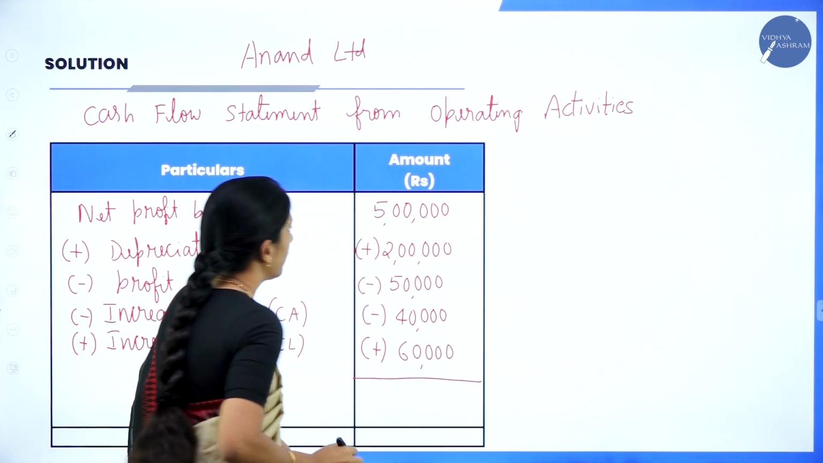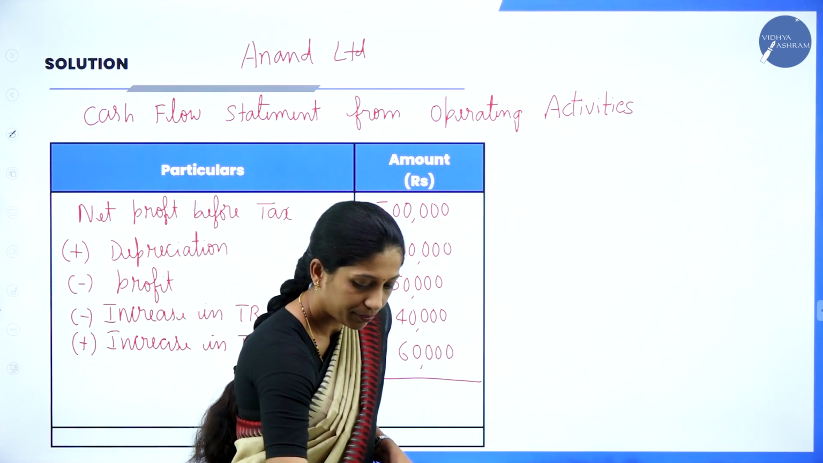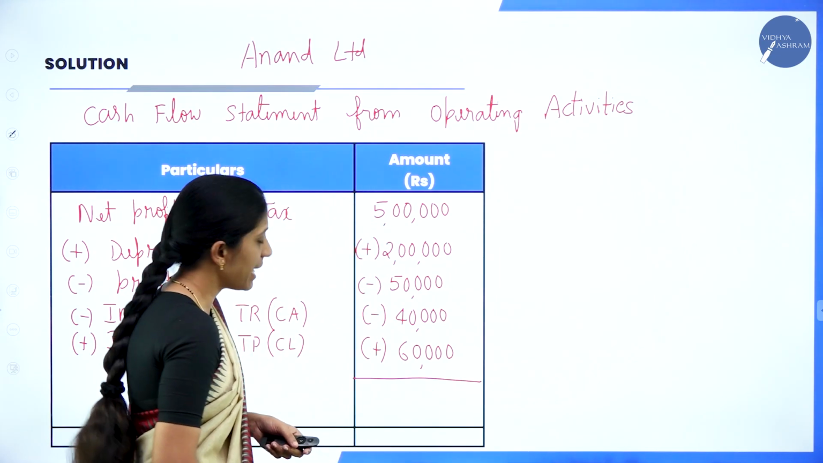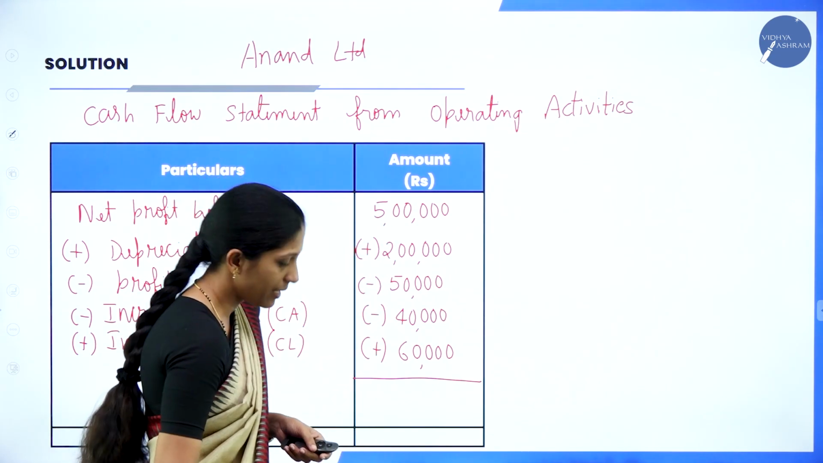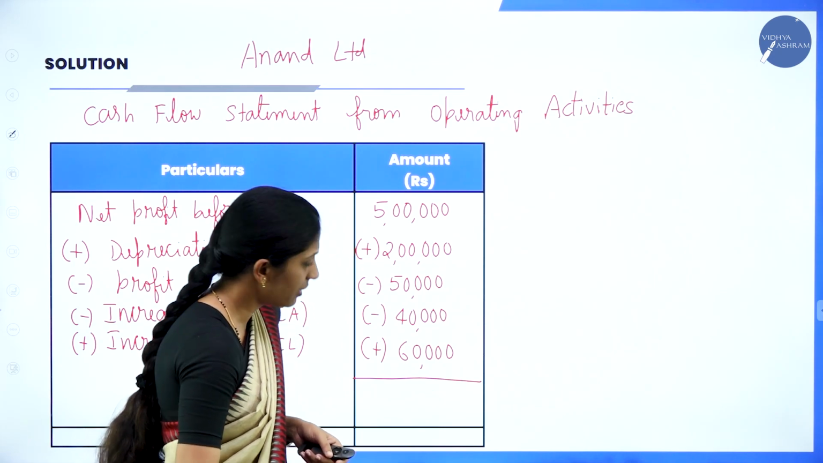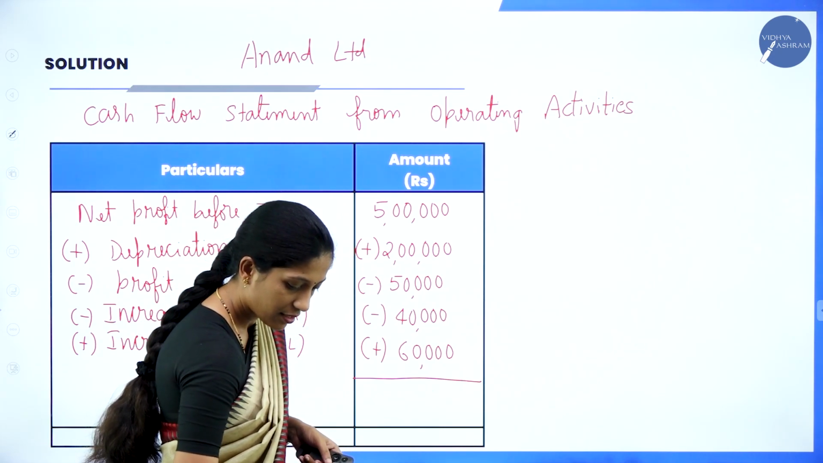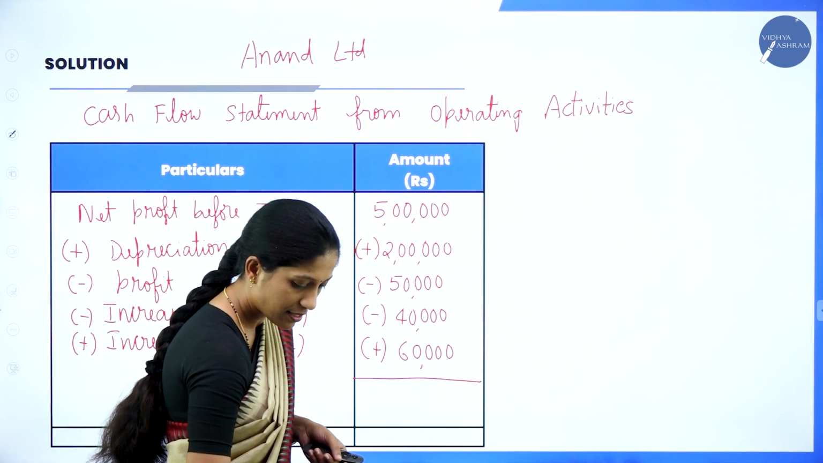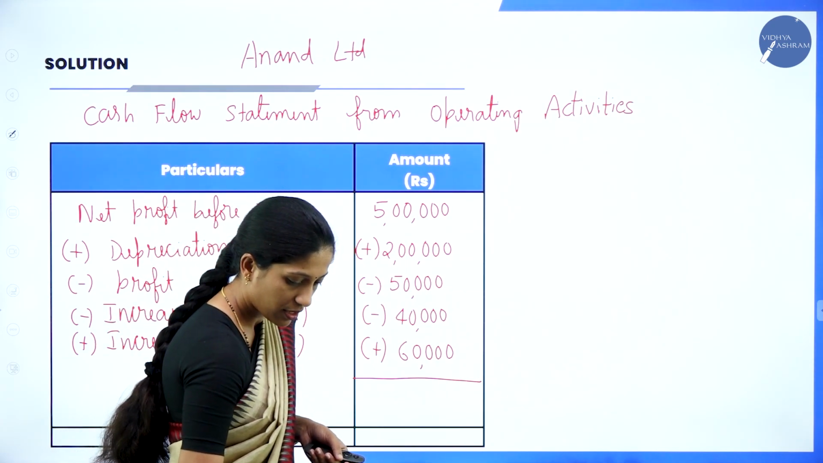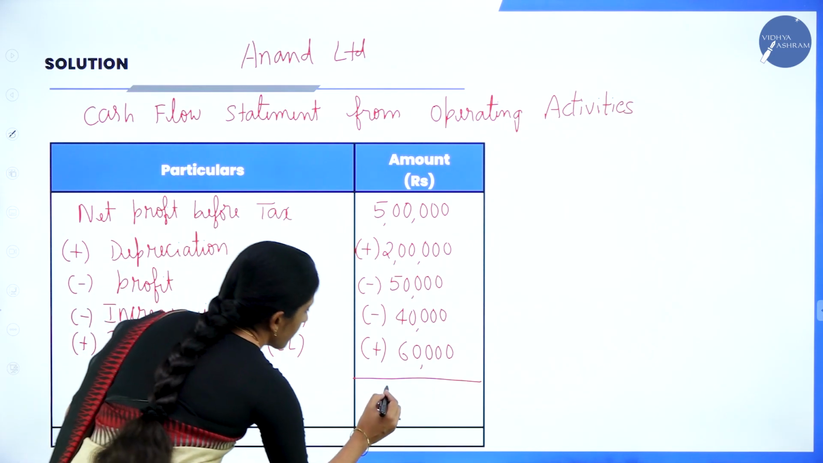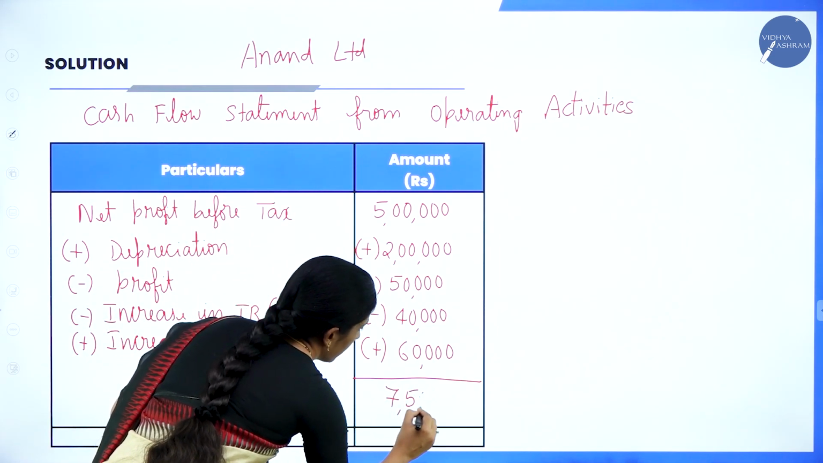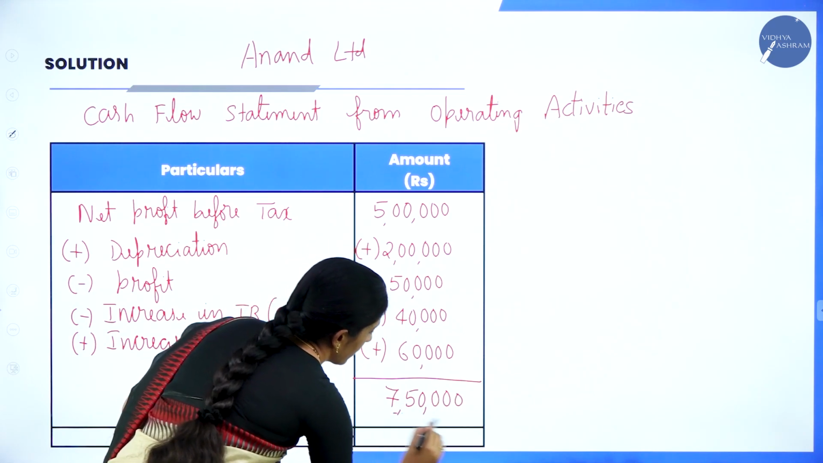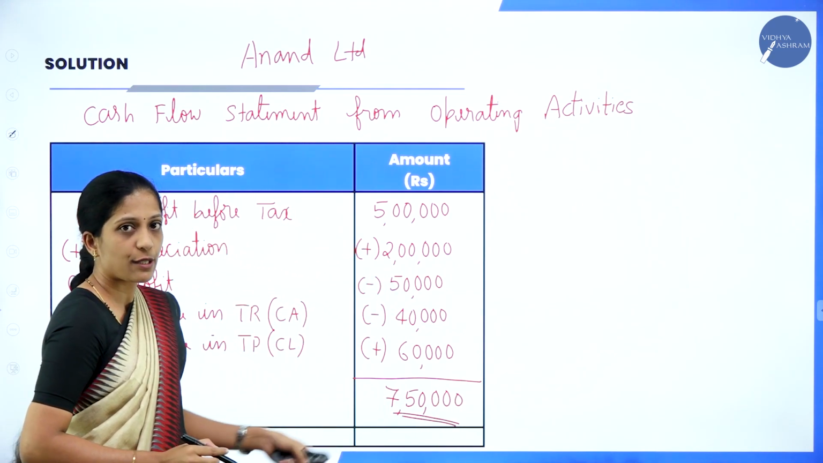Now, you have to calculate. So, 5 lakh plus 2 lakh plus minus 50,000 plus minus 40,000 plus 60,000. So, we'll get 7 lakh 50,000. So, the answer is positive.